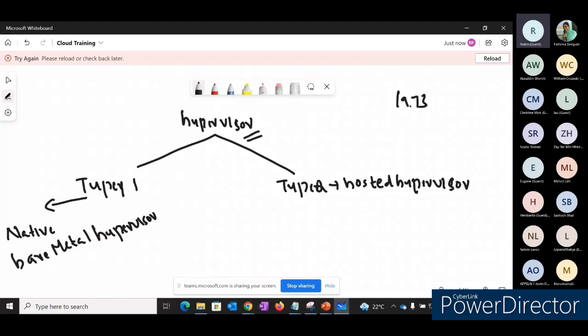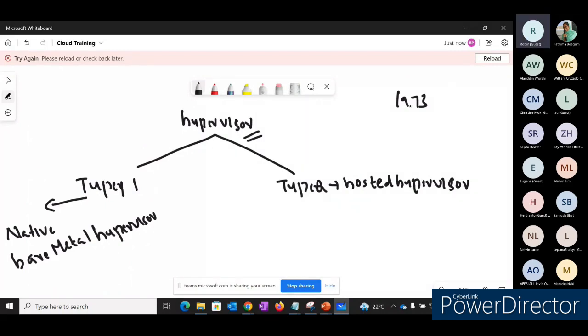This is just information, I'm sure. From 1973 onwards, there has been a lot of research and R&D on this. The term was first introduced in 1973 by a person called Robert Goldberg. And after 2000 onwards, this technology has been introduced.